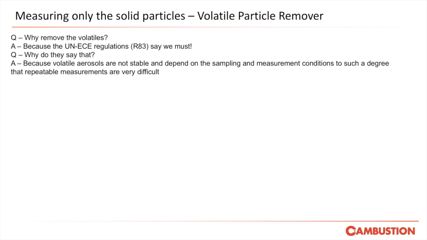They change. And if you cannot make repeatable measurements, then how can you compare to see if you've improved your calibration? And how can you make homologation measurements to say that one vehicle passes the test and another one does not? So in their wisdom, the regulators said, well, we'll simply remove these particles, just leaving the solid ones which don't change. So how do we usually remove those particles?